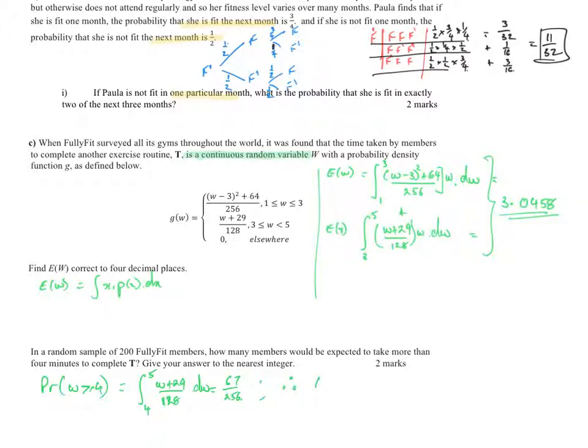Therefore, my expected number is going to be 200 times 67 on 256, to the nearest integer. So it's 52.34 people, which is equal to 52 people. Okay.